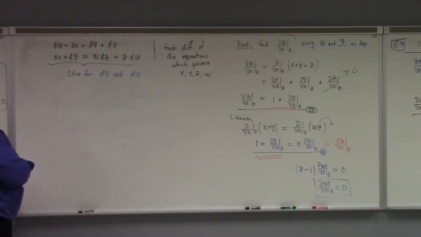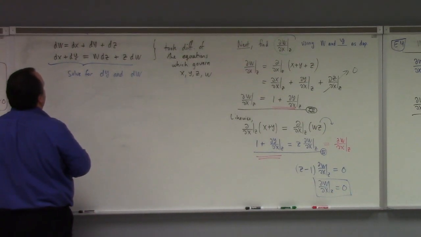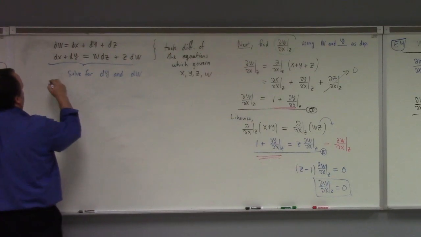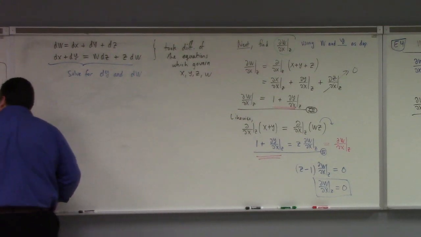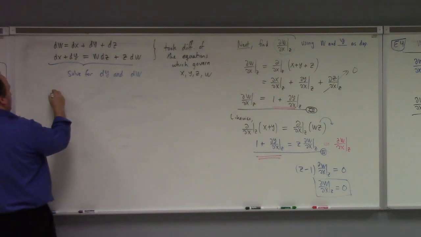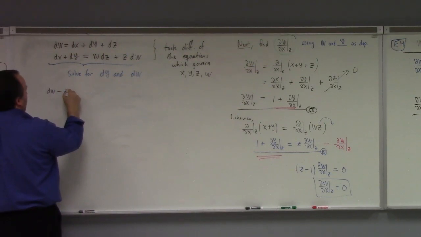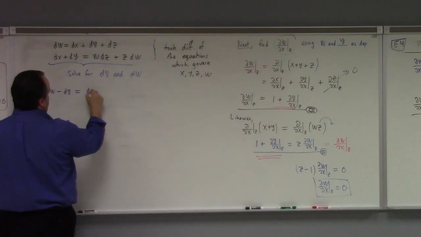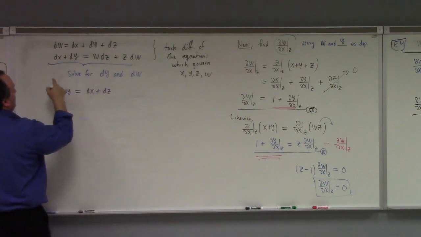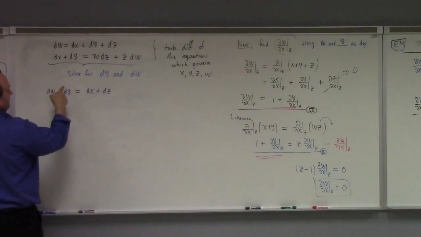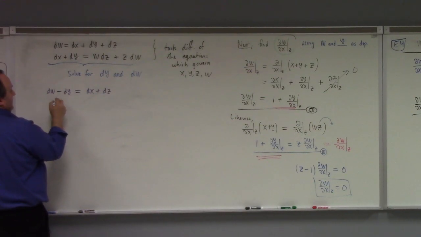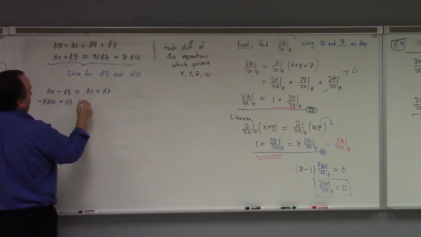So let me just show you how that's done. We have dw minus dy is equal to dx plus dz from the first equation, right? And this one here gives me what? Well, let's say minus z dw, all right, plus dy is equal to what?